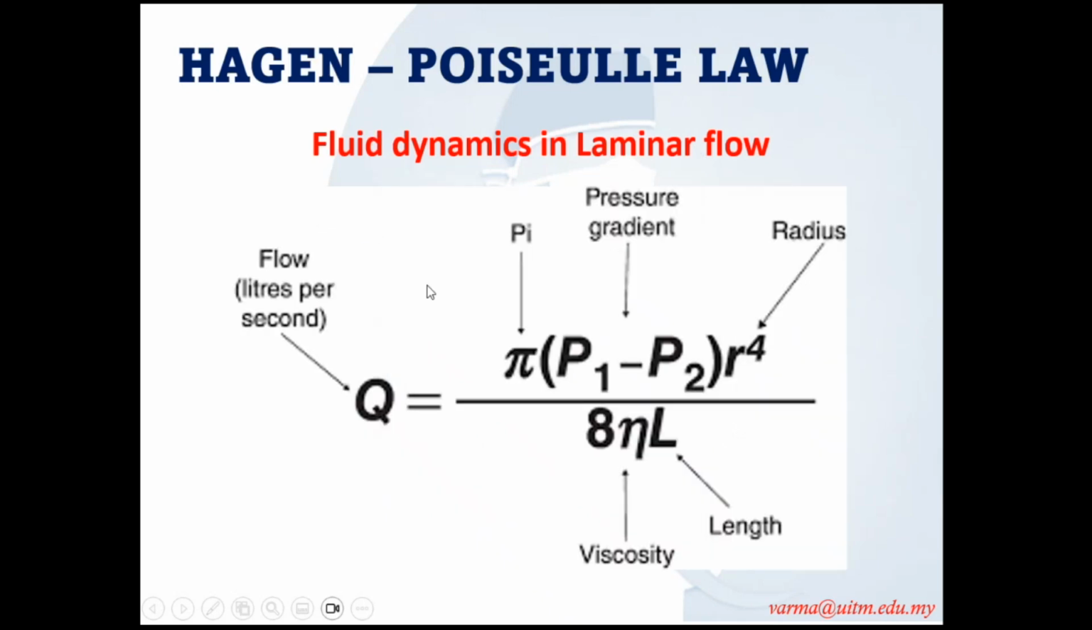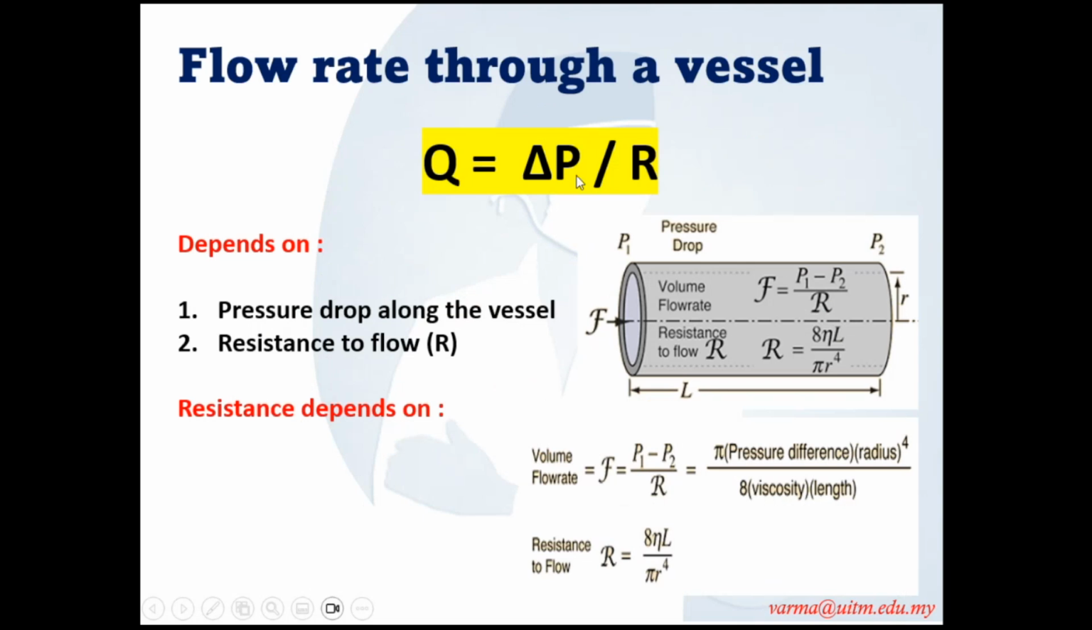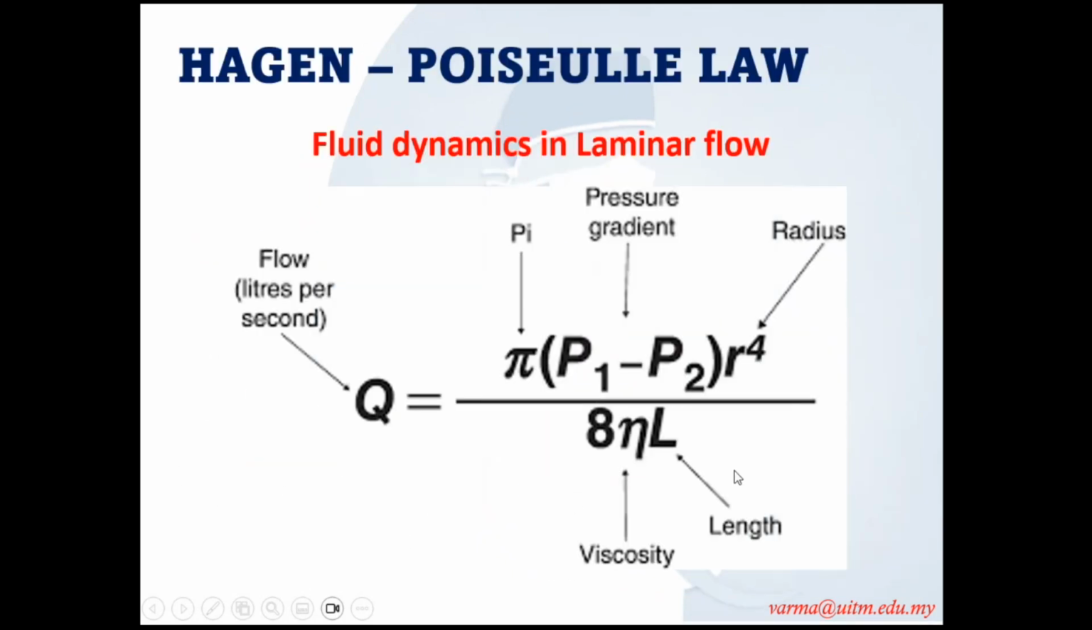Okay, so what does this say? Flow, which is liters per second, is equivalent to pi, the constant, times the pressure gradient times radius to the power of 4, divided by 8NL. If you can see, flow is inversely proportional to resistance. So the resistance equation is 8NL by pi R4. For flow, you just reverse it. So the R4 will be on top and 8NL will be down. So to maintain a flow, you must have a higher pressure gradient. You have a higher pressure gradient, flow will be higher.